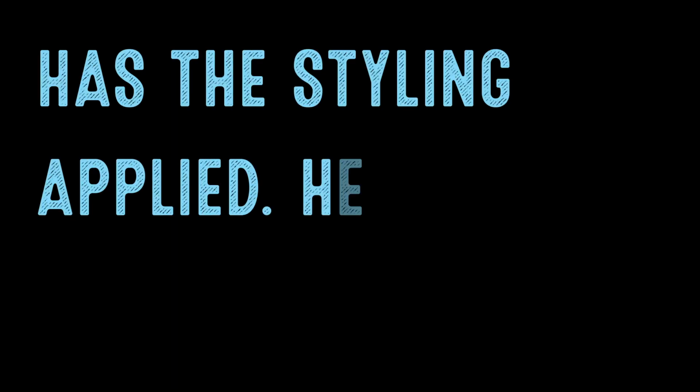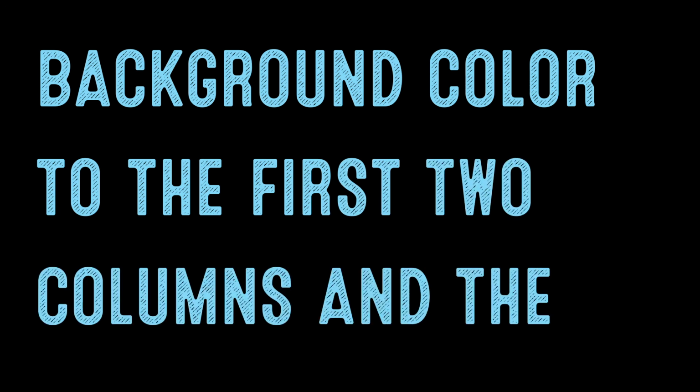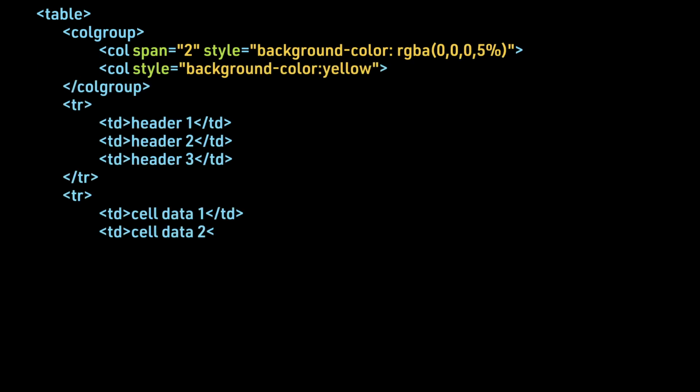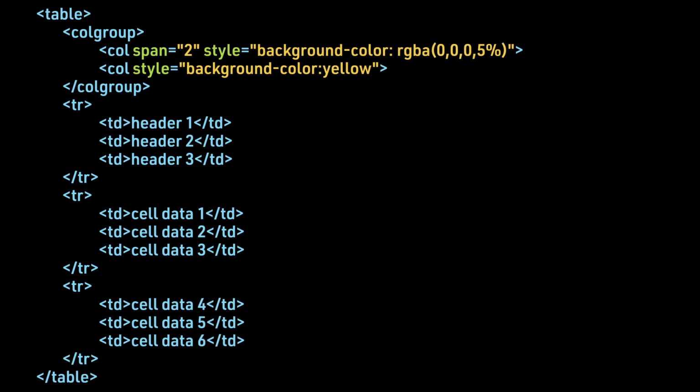Here we are adding the same background color to the first two columns, and the third column has another background color for emphasis. So here we see the column group added right at the top. We have two column elements, not three, even though there are three columns, because one of our column elements has a span attribute to encompass two columns.